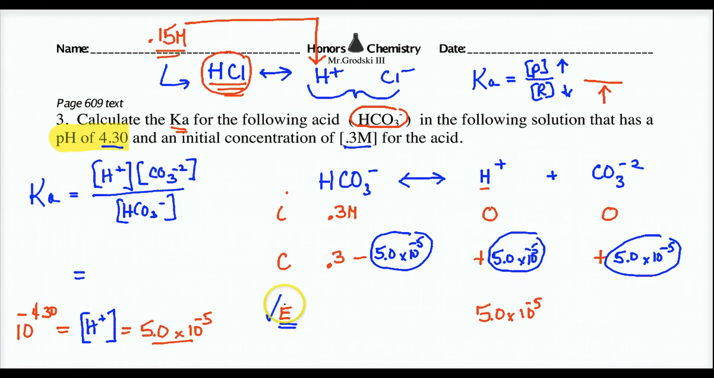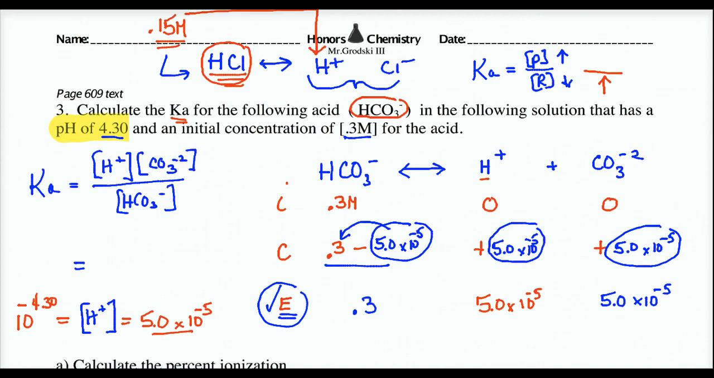So let's put the equilibrium concentration. 0 plus 5.0 times 10 to the negative 5 is 5.0 times 10 to the negative 5. And what's the concentration here? What's 0.3 minus 0.00005? Well, I hope you can see that this number is so small compared to this number, it's insignificant. So this number stays approximately 0.3, and you can make that approximation. I mean, you could subtract it, and you can get some number that's smaller, but it's not going to significantly change your answer. Why? Because the Ka is so small.